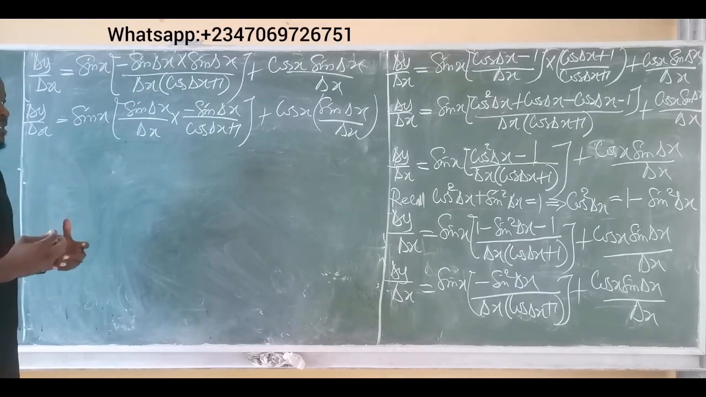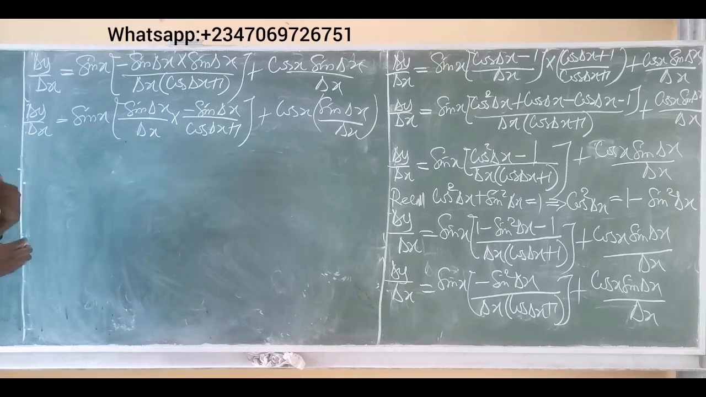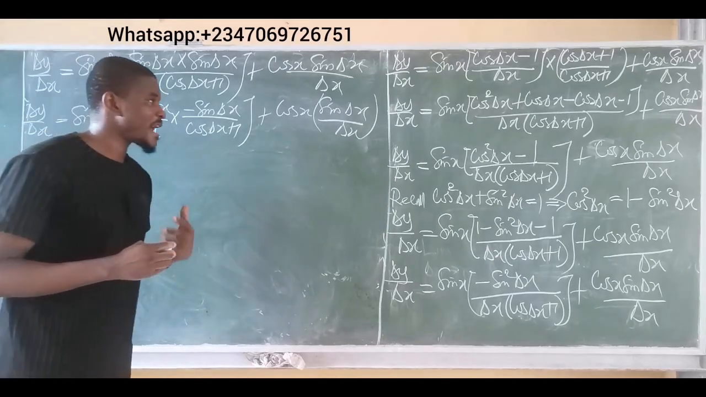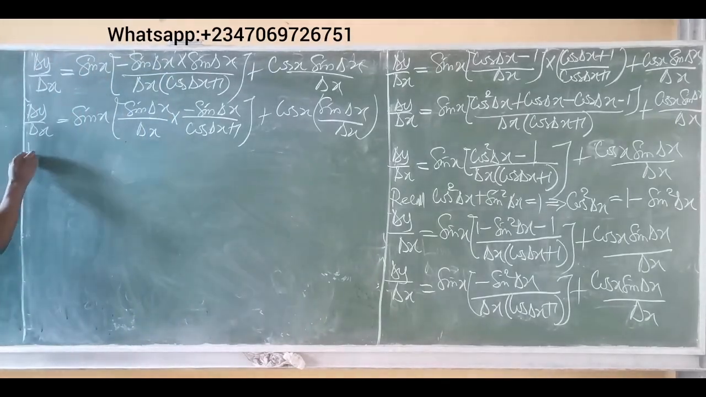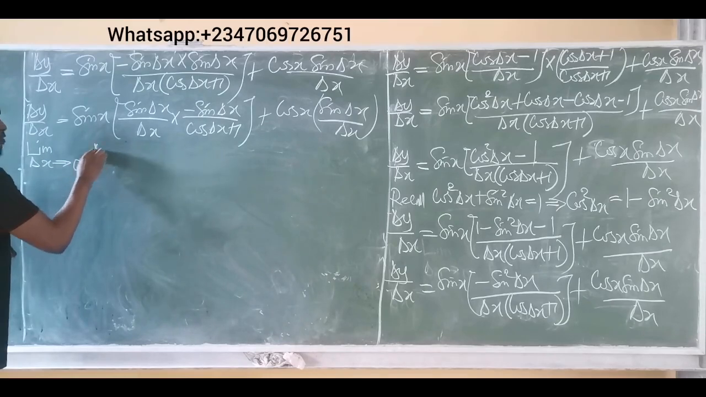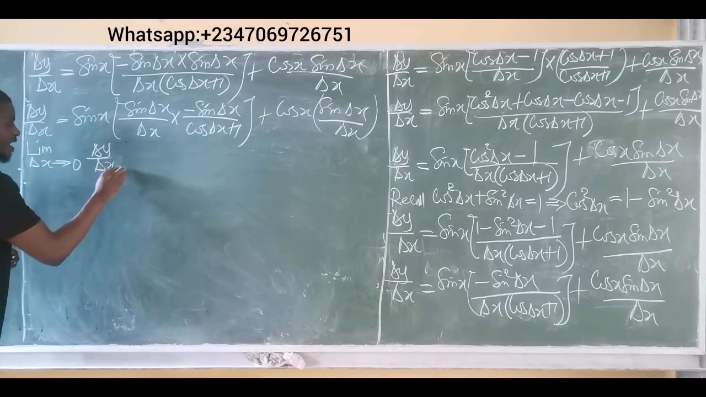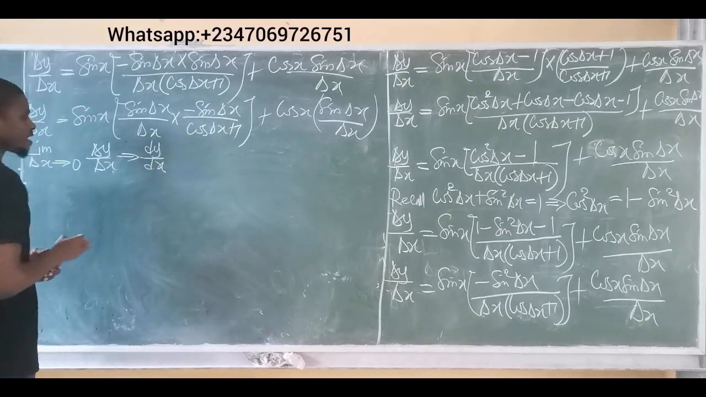So I just split it. It's basically the same thing. Okay, now at this point, you can simply apply your limit. And what's the limit? The limit as change in x approaches 0 of this function, change in y all over change in x, approaches what is called dy all over dx.